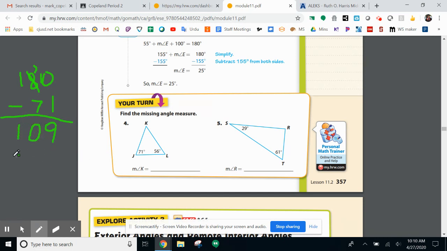Now I'm going to take 109, and I'm going to subtract 56. 9 minus 6 is 3, and now 10 minus 5 is 5. And now I have 53 for this angle inside here. That's my missing angle. You can do this with any triangle of any shape.